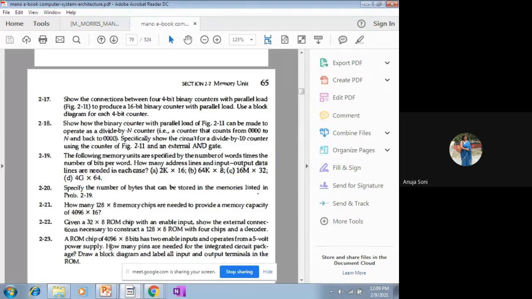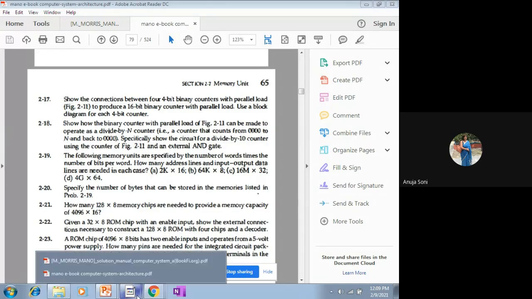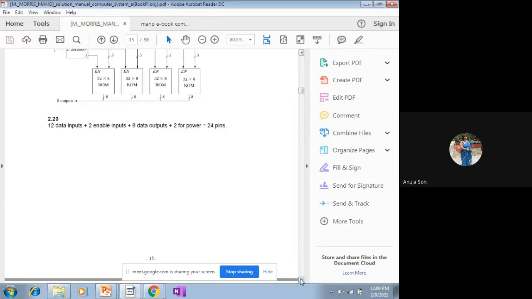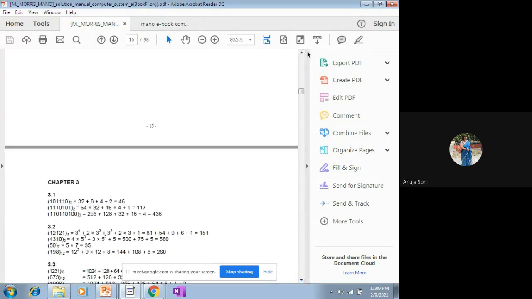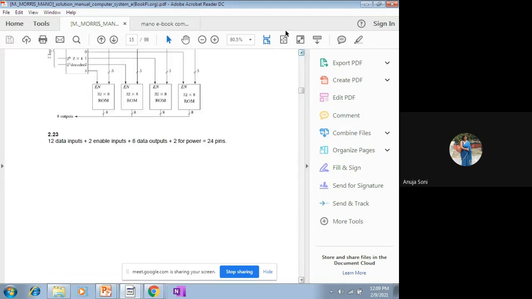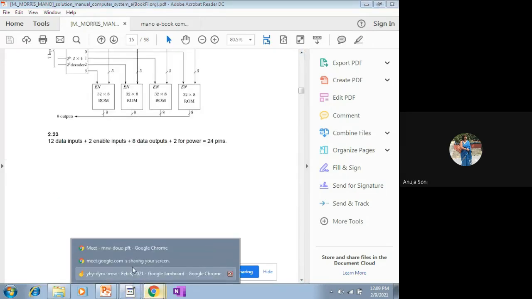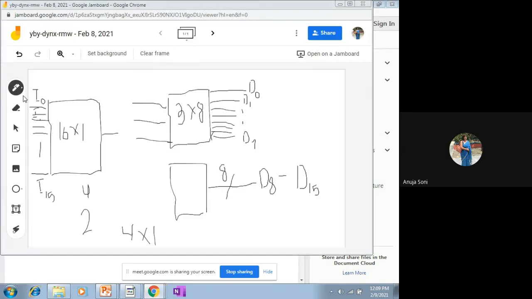A ROM chip of 4096 into 8 bits has 2 enable inputs and operates from a 5-volt power supply. How many pins are needed for the integrated circuit package? Draw a block diagram and label all input and output terminals in the ROM. Like this kind of a block diagram you are supposed to draw, a very small simple diagram. The abstract diagram or block diagram is one and the same thing. This is a simple diagram you have to draw, right?